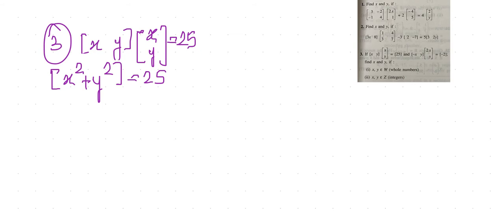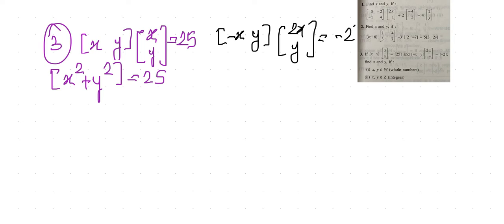We will now move to the other equation on the right hand side. So it is minus [x y], and then it is being multiplied by [2x y] column, and this is equal to minus 2. So this implies minus 2x square plus y square is equal to minus 2.